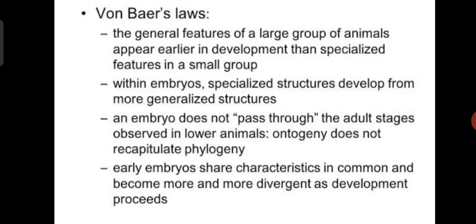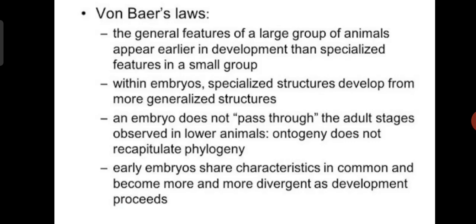Next, we discuss von Baer's law theory. Von Baer was the founder of comparative embryology. He gave four principles. The first principle is that the general features of a large group of animals appear earlier in development than the specialized features of a small group. It means the more general features of any large group of animals appear in the embryo earlier than the more special features.